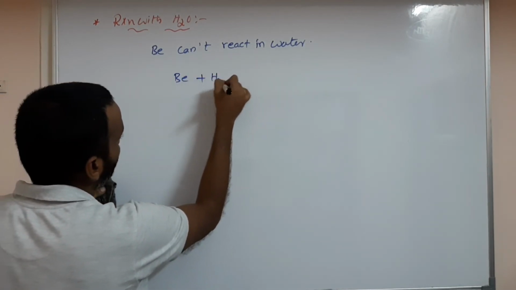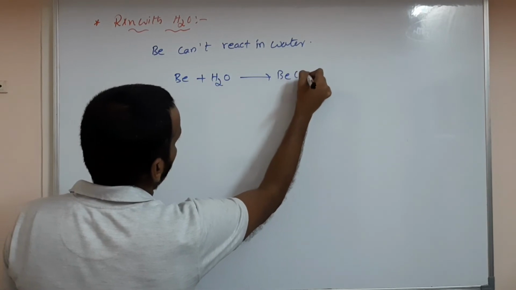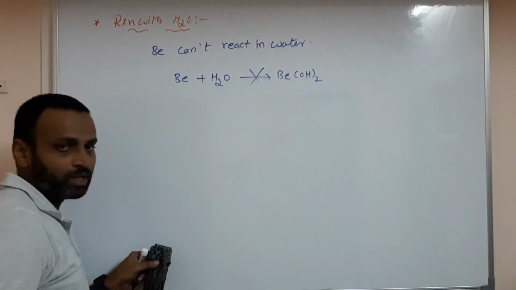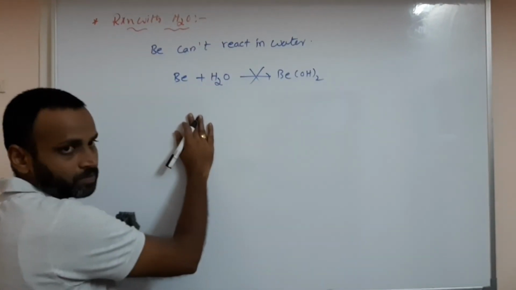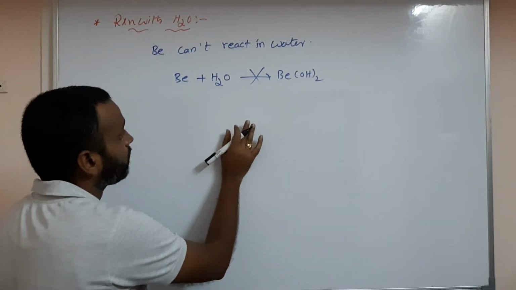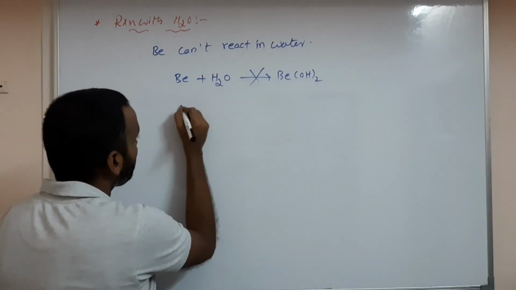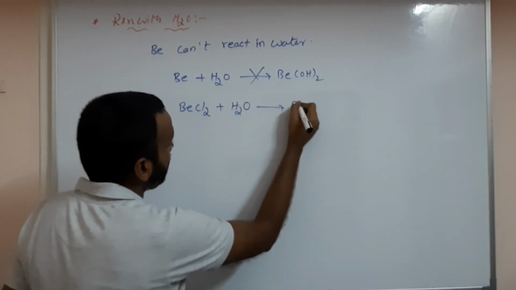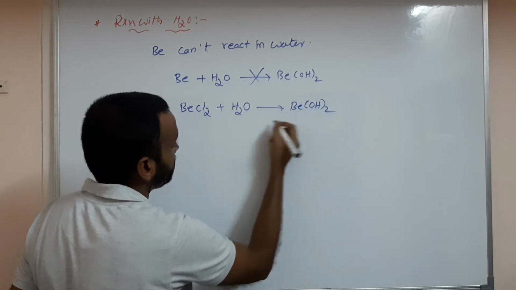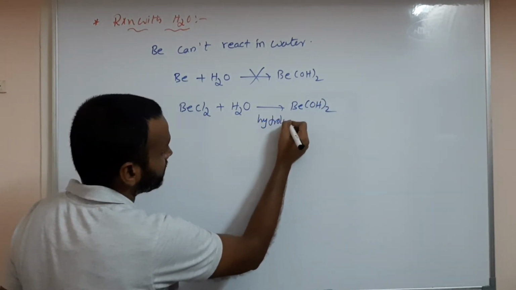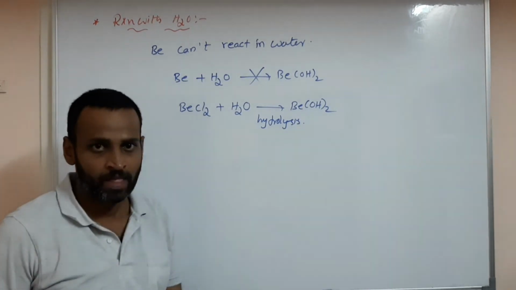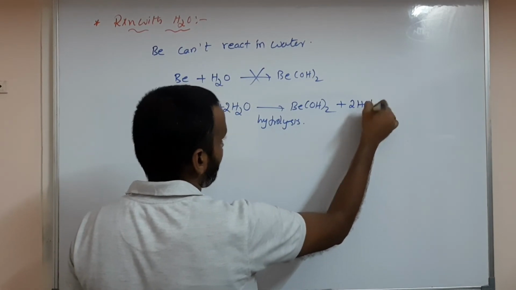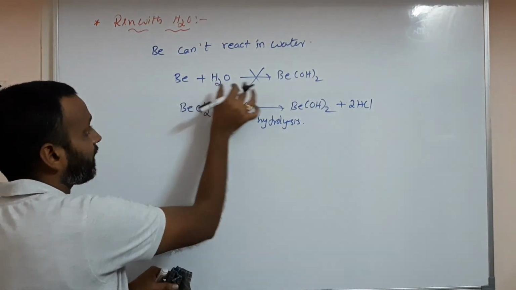Beryllium with water, Be(OH)2, not possible. Understanding everyone? This is actually not possible. Got it? But what is possible, sir, is that when beryllium chloride reacts with water, we get Be(OH)2. This is called the hydrolysis process. This is possible. Be(OH)2 is now possible, with 2 moles of water required and 2 moles of HCl formed. That is not possible directly, so beryllium cannot dissolve in water.